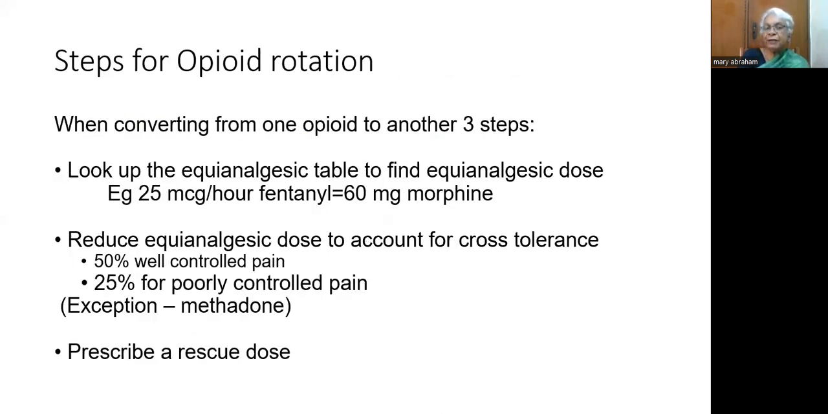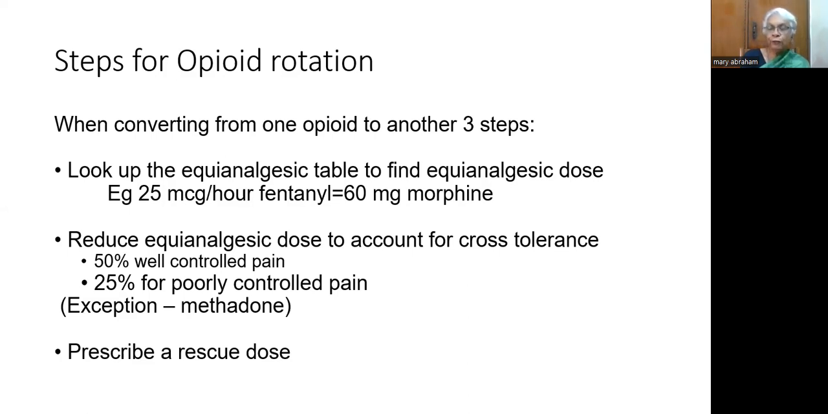So there are 3 steps when you're converting one opioid to another. The first is you must look up the equianalgesic table to find out what is the equianalgesic dose of the other opioid, or in other words, what is the oral morphine equivalent, or OME. For example, 25 mcg per hour fentanyl is equivalent to 60 mg morphine. So when you're converting from morphine to fentanyl and you're giving 60 mg morphine, then the equianalgesic dose is 25 mcg per hour.